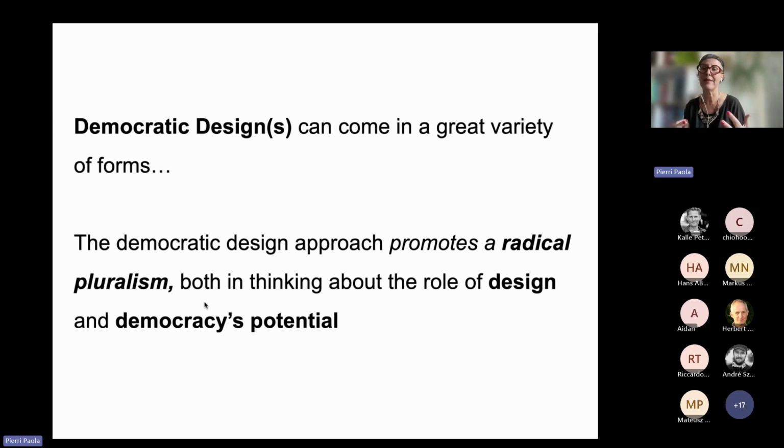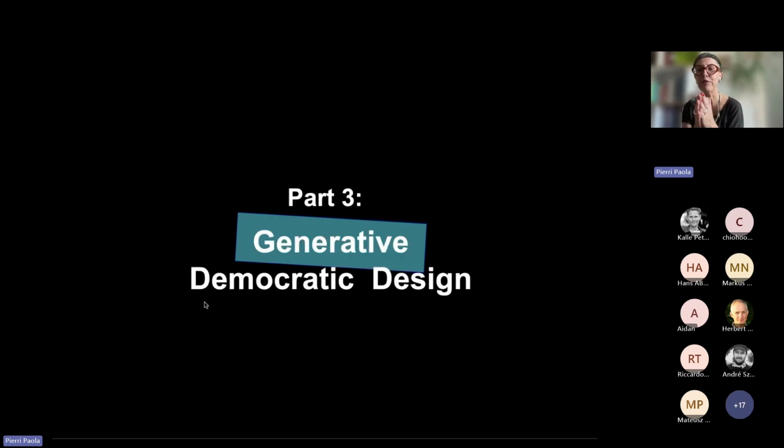What is also interesting in Soward's book is the radical pluralism he promotes in understanding the role of design, the role of democracy and the potential of democracy. I'm going to build on this idea that democratic design comes in a great variety of forms to bring forward my own contribution, what I'm working on at the moment, in the final part of the talk: an idea I'm tentatively calling generative democratic design.